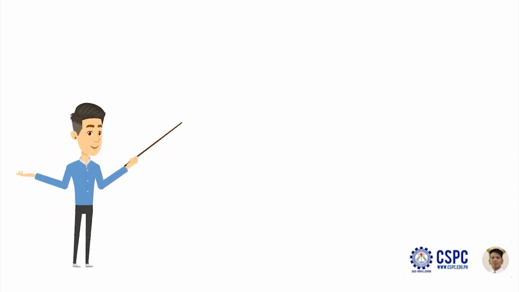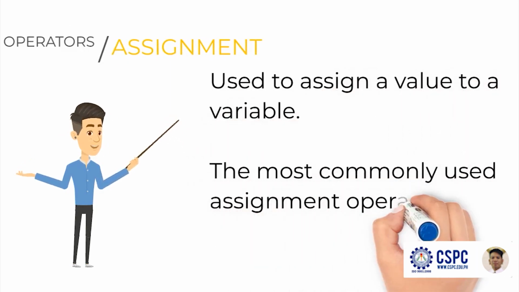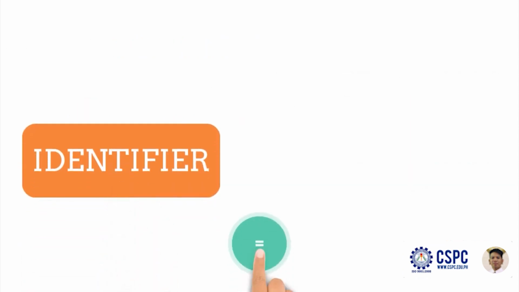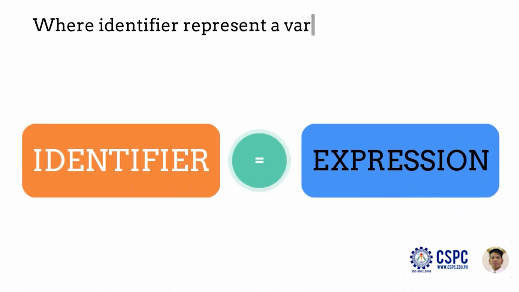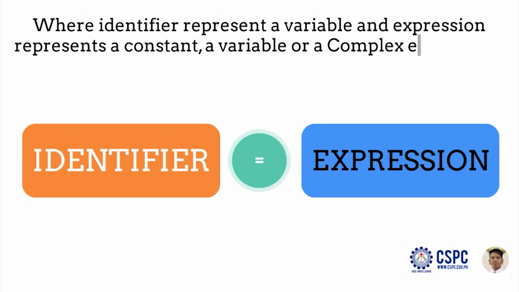Assignment operator is used to assign a value to a variable. The most commonly used assignment operator is the equal sign. The general format for assignment operator is identifier equals expression, where identifier represents a variable and expression represents a constant, a variable, or a complex expression. If the two operands in an assignment expression are of different data types, then the value of the expression on the right will automatically be converted to the type of the identifier on the left.